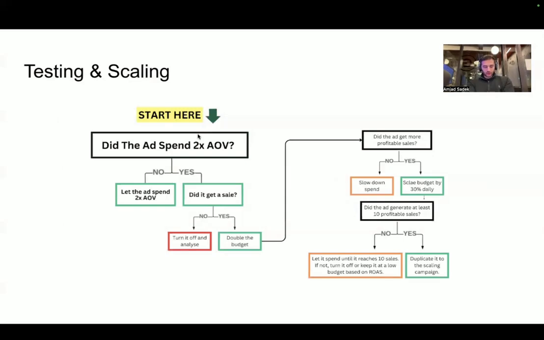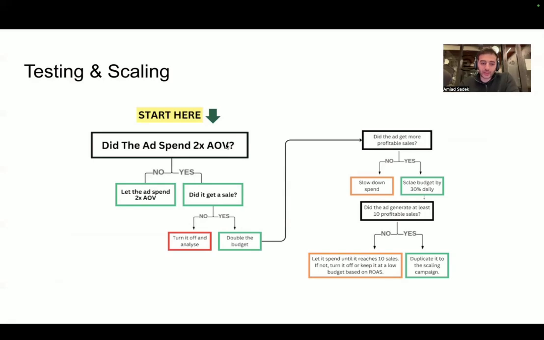And now, how the testing and scaling usually looks. I always keep the ads running for 1 to 3 days. It depends on the budget, but regardless of the budget and the time, we want to focus on answering this question: did the ad spend at least 2 times the AOV, the average order value? Let's say we're selling something for $50, then we need to let the ad spend at least $100, right?